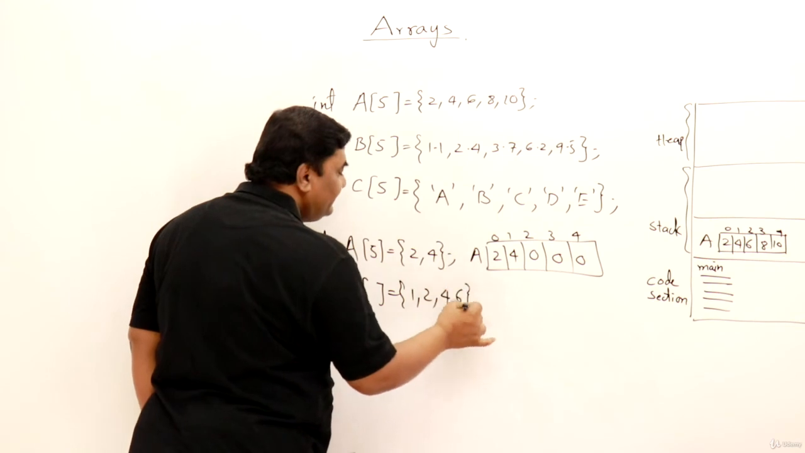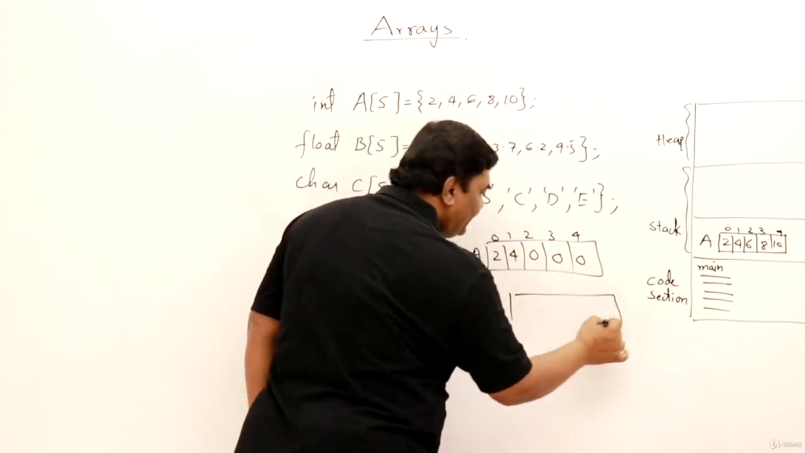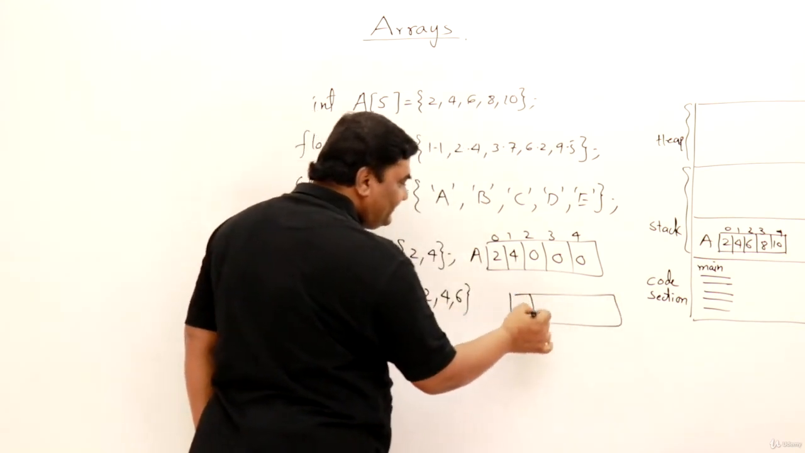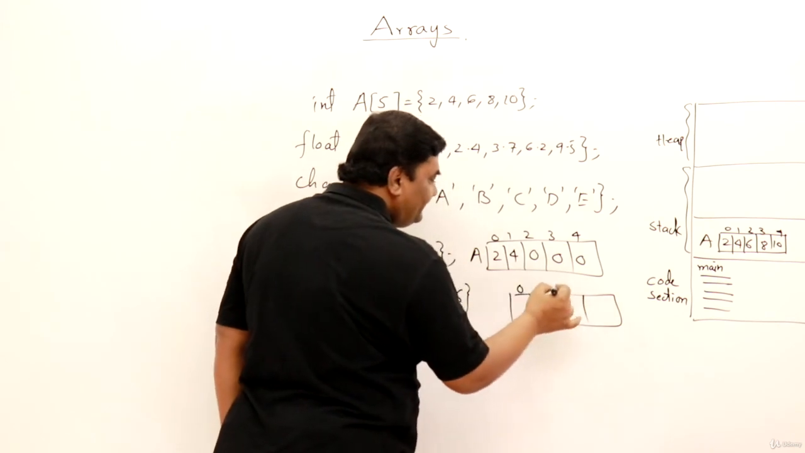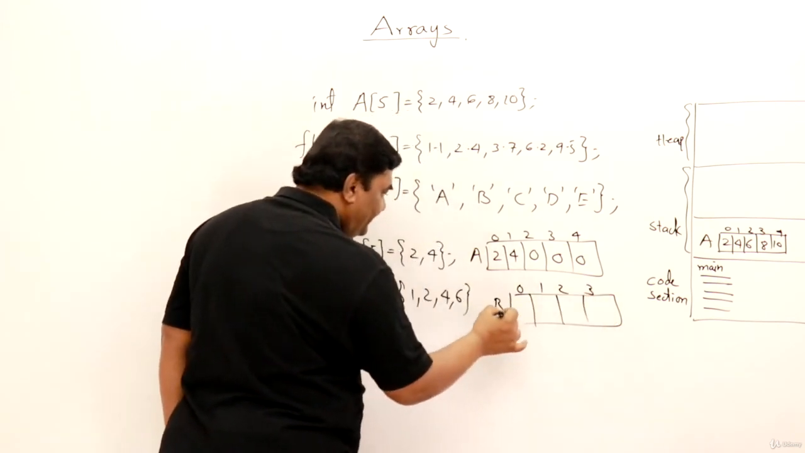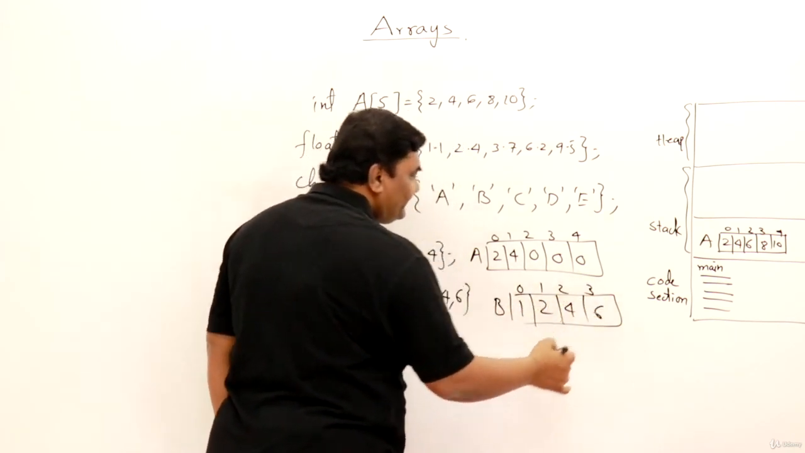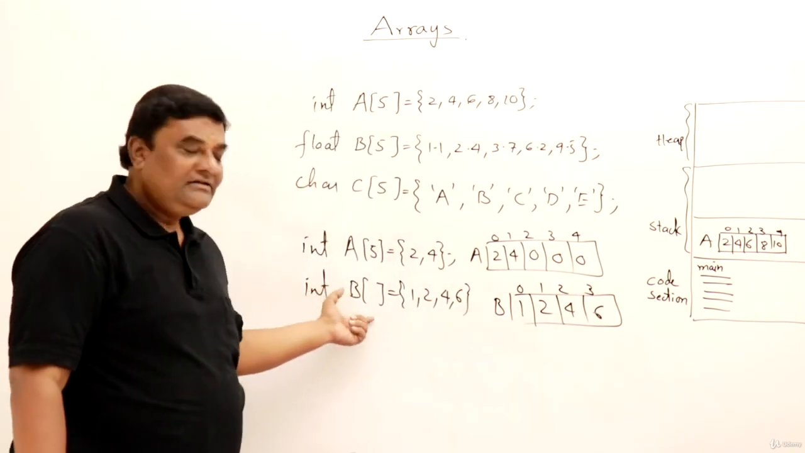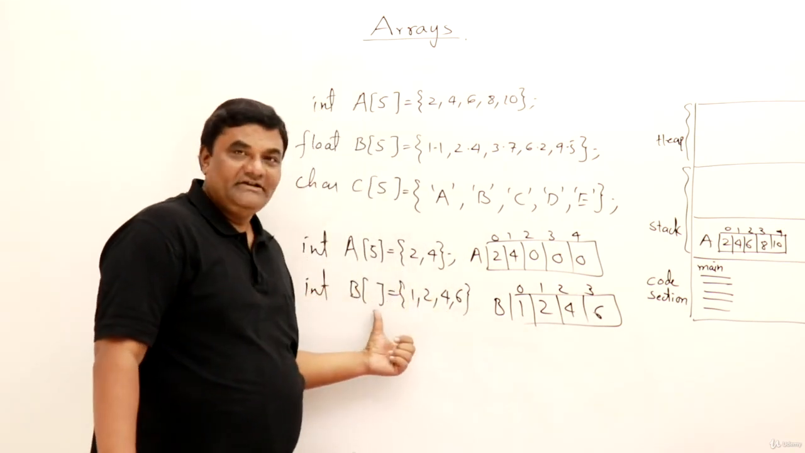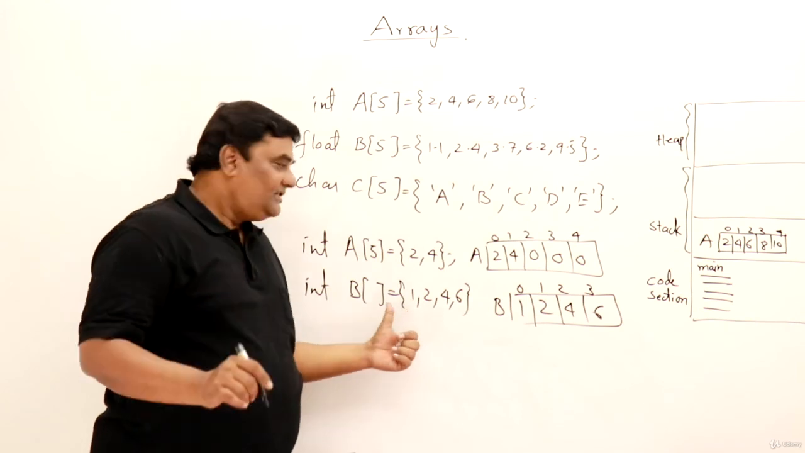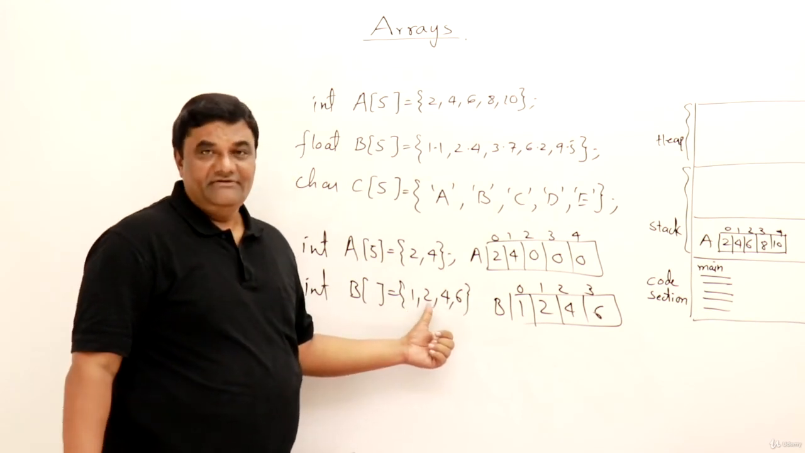Next thing, can I create an array without giving a size and give the values 1, 2, 4, 6? Yes. How big an array will be created? 4 elements I have given. So an array of size 4 will be created and the values will be filled in that one: 1, 2, 4, 6. So you can just give the values without giving a size, and the size of the array will be equal to the number of values that we have given.